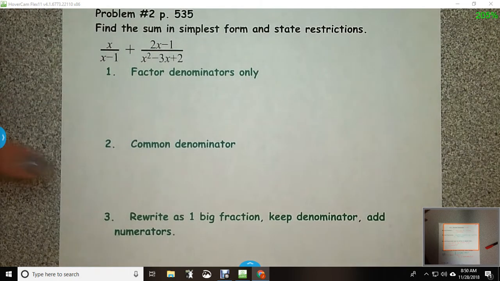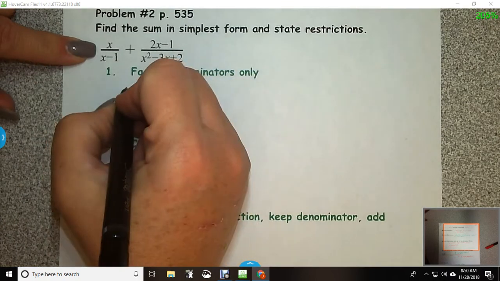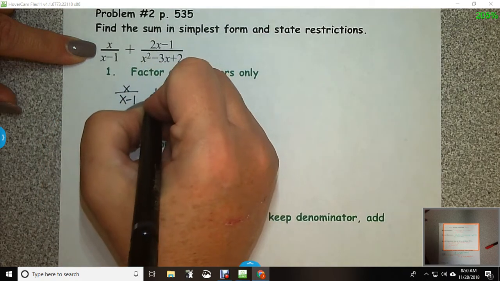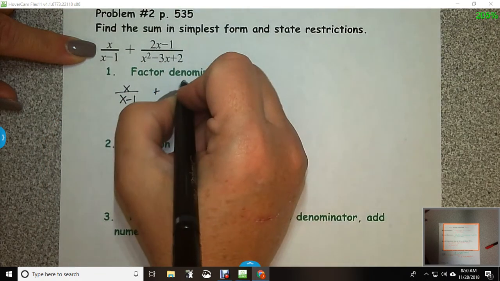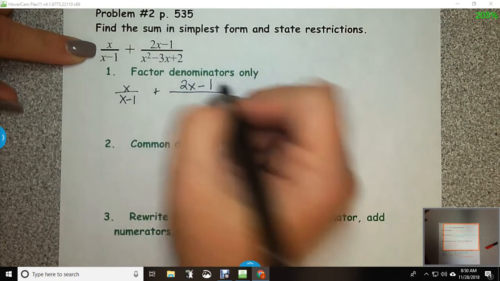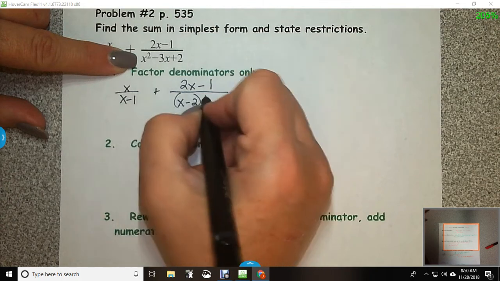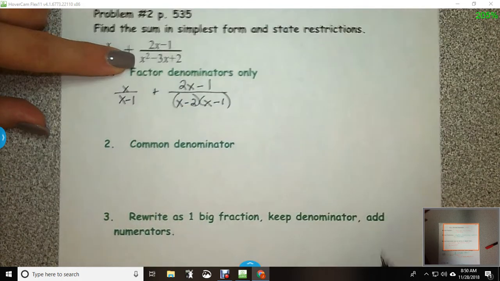So, I've listed your steps. We're going to start by factoring just the denominators. Now, when we were multiplying and dividing, we factored everything. But when we're going to add and subtract, all you factor is the denominators. So I can't factor the denominator of the first fraction, so I'm just going to recopy that. The second fraction, I just recopy the numerator. My denominator will factor into x minus 2 times x minus 1.